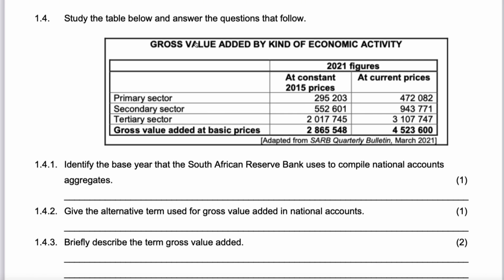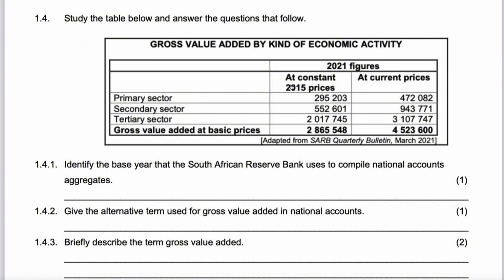Now, we do it to avoid double counting. I'm not going to go in depth with that. Let's continue to study. So it says 2021 figures. This was released in March 2021. Then I see here at constant. Now, constant meaning holding prices constant to a base year. So the year is 2021. So current prices means current 2021 prices. But these prices are held constant at 2015.